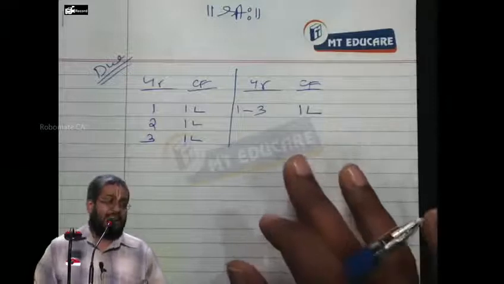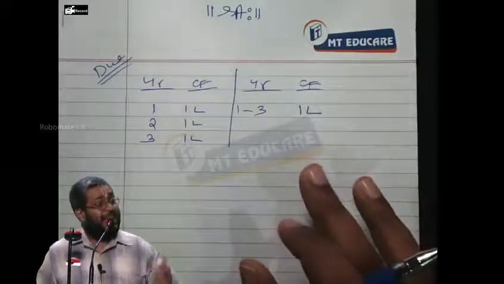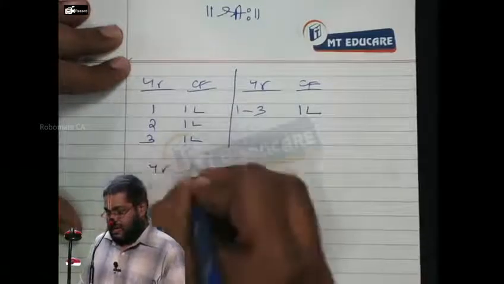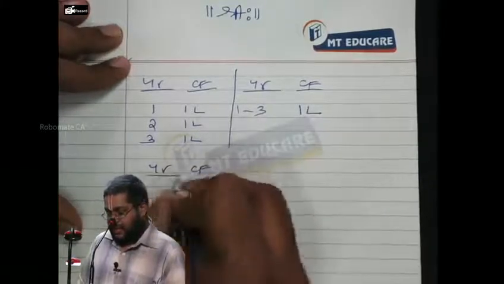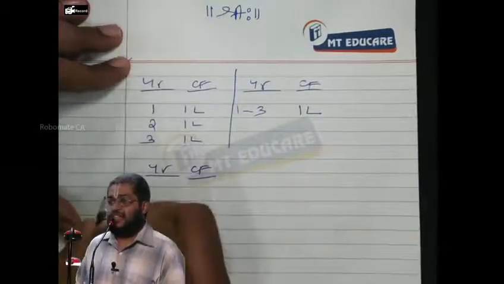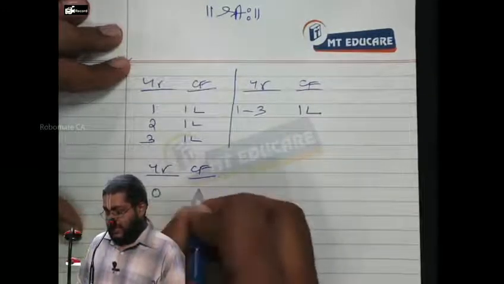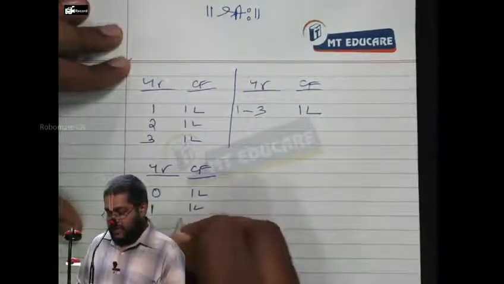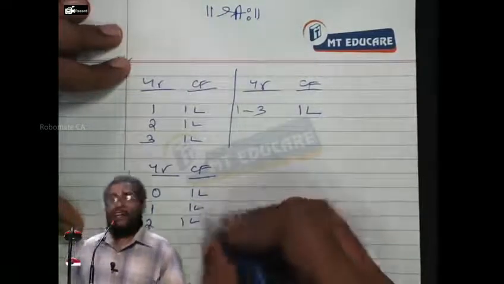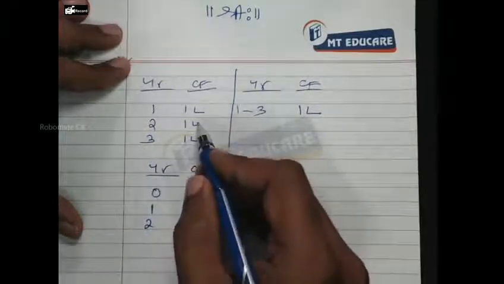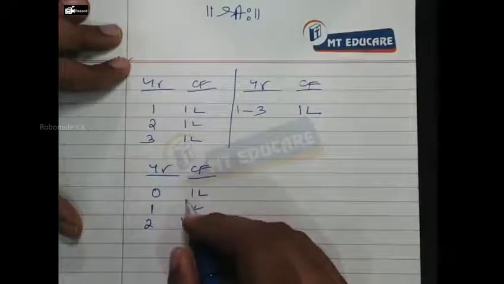Right or not? Such an annuity, we call as what? Annuity due. So it will be like this, year and then cash flow. The first 1 lakh I get at the beginning of the first year. So it happens in year 0, 1 lakh, year 1, 1 lakh, and year 2, 1 lakh. Here also I get the same 3 annuities, not unlike the previous one where I get at the year end, but here I get at the year beginning.